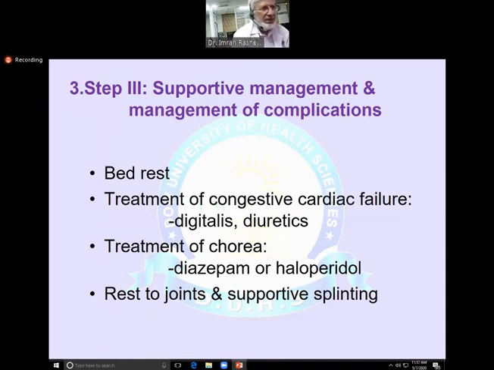Now step 3 is the supportive management and management of complications. In this, you advise the family to have the child on bed rest, and if there is congestive cardiac failure, you prescribe digitalis and diuretics. If the rheumatic fever child is having chorea, you can control it by giving diazepam or haloperidol. You also give rest to the joints, and supportive splinting is done to minimize the pain.